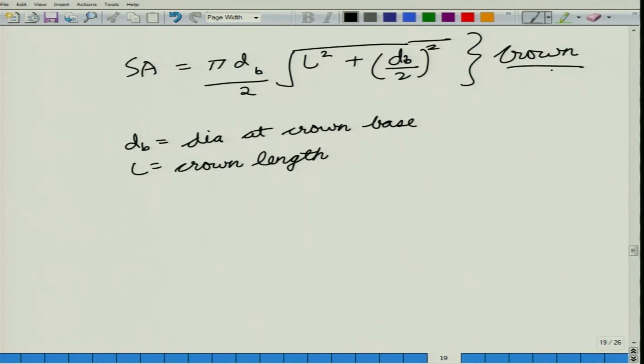Now, how do we get to this equation? So, let us consider a crown and let us approximate it to be a cone.